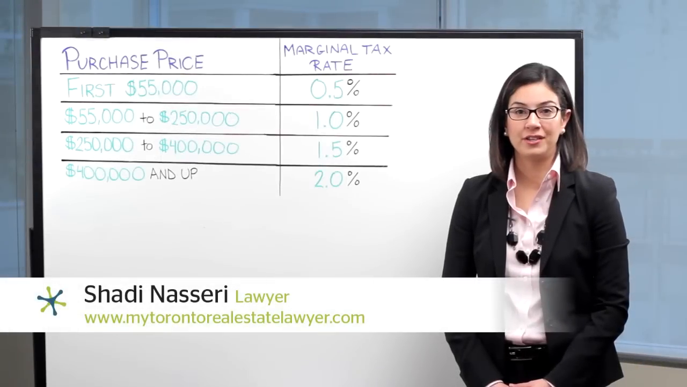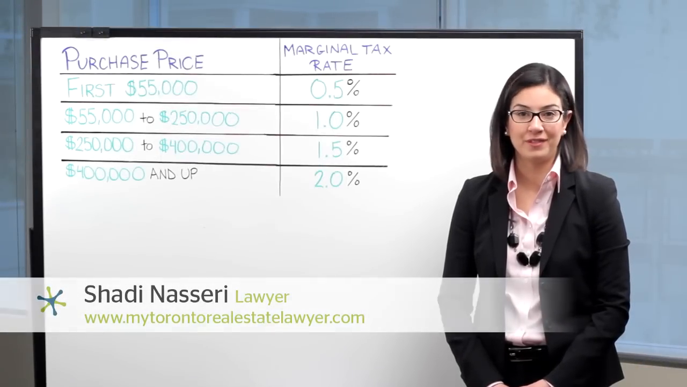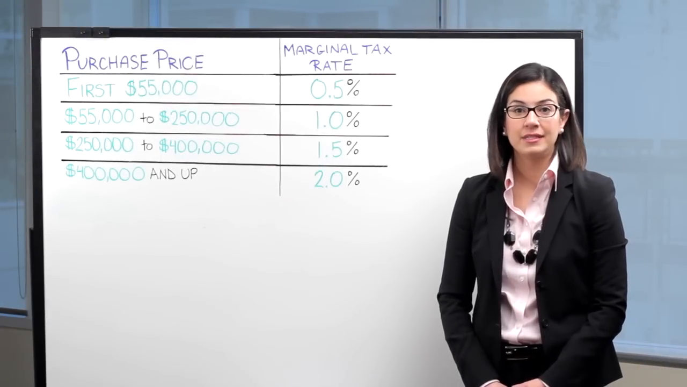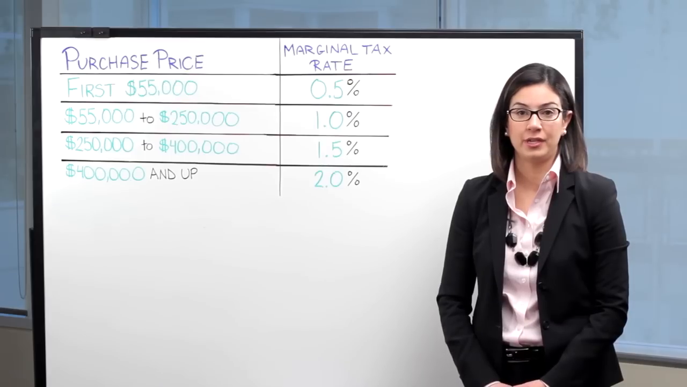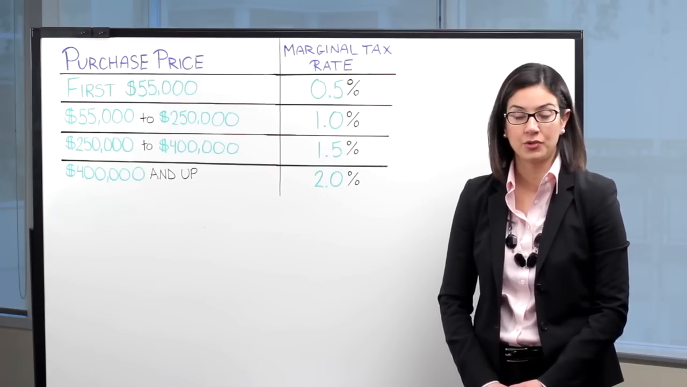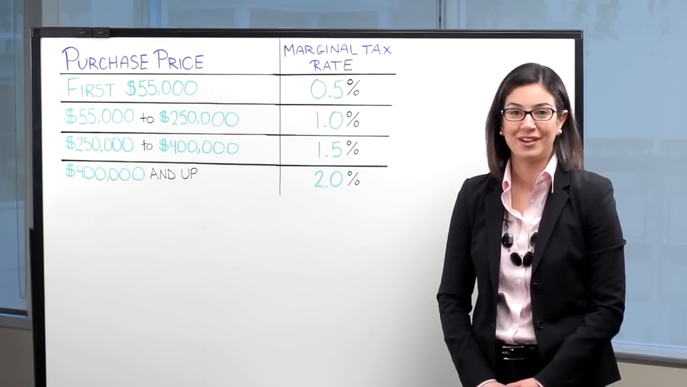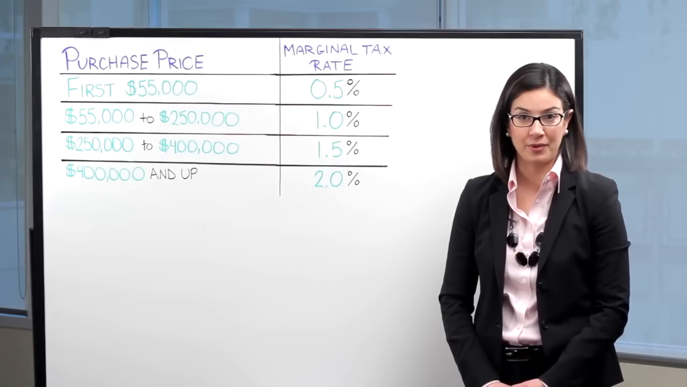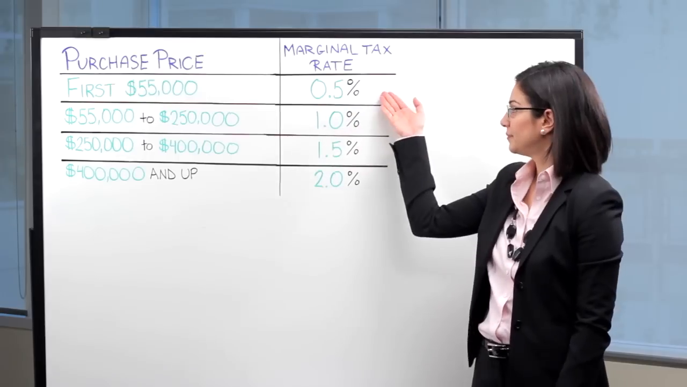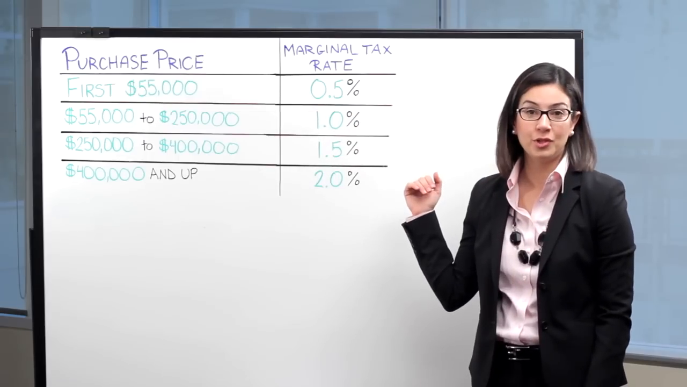Marginal tax rates for land transfer taxes vary from province to province. However, since the method for calculating land transfer taxes is similar across the country, we're going to focus on an Ontario example. In Ontario, there are 4 possible tax rates. They range from 0.5% all the way up to 2%.